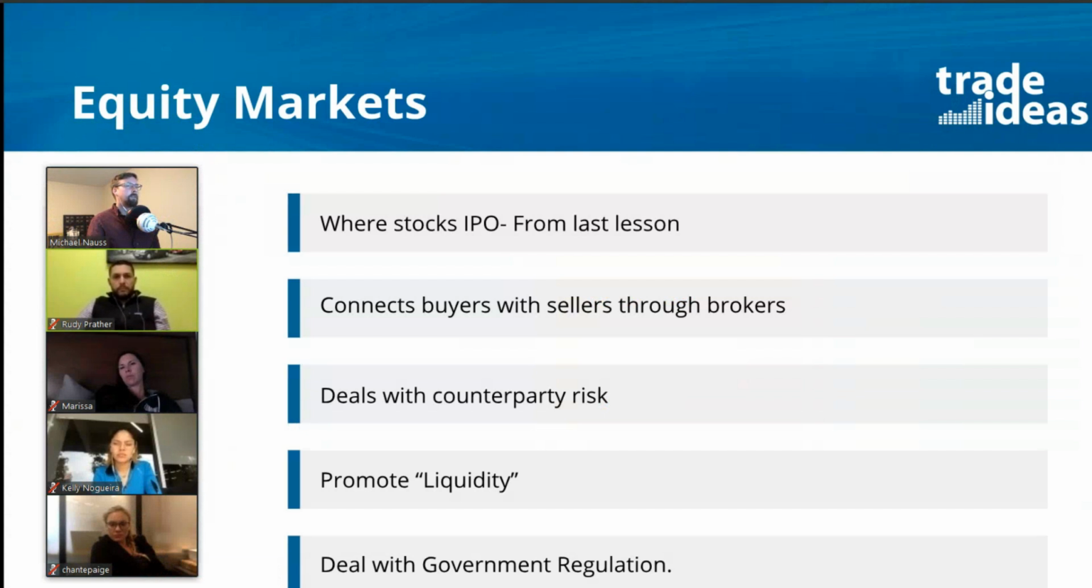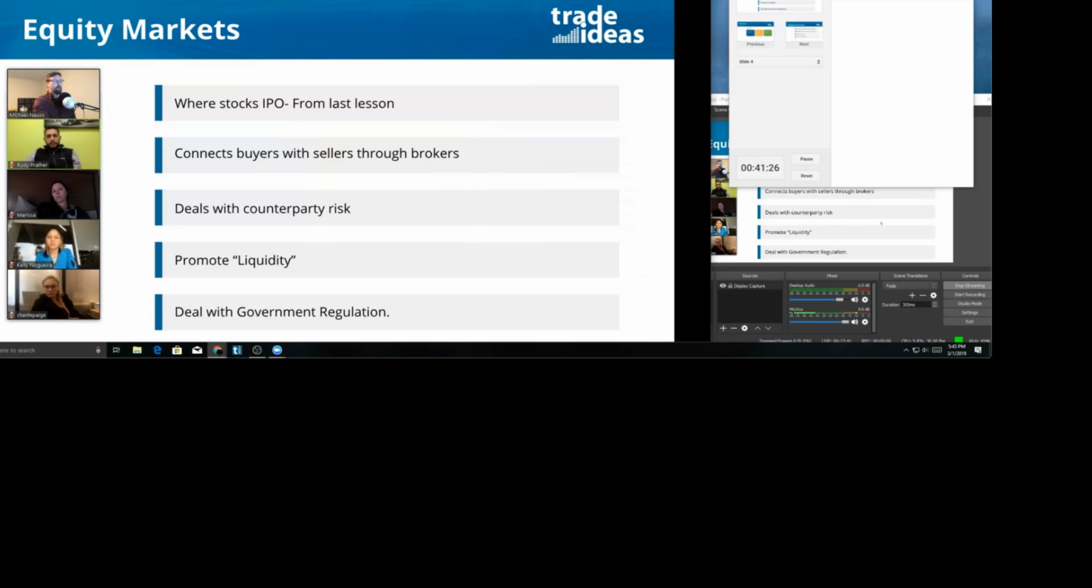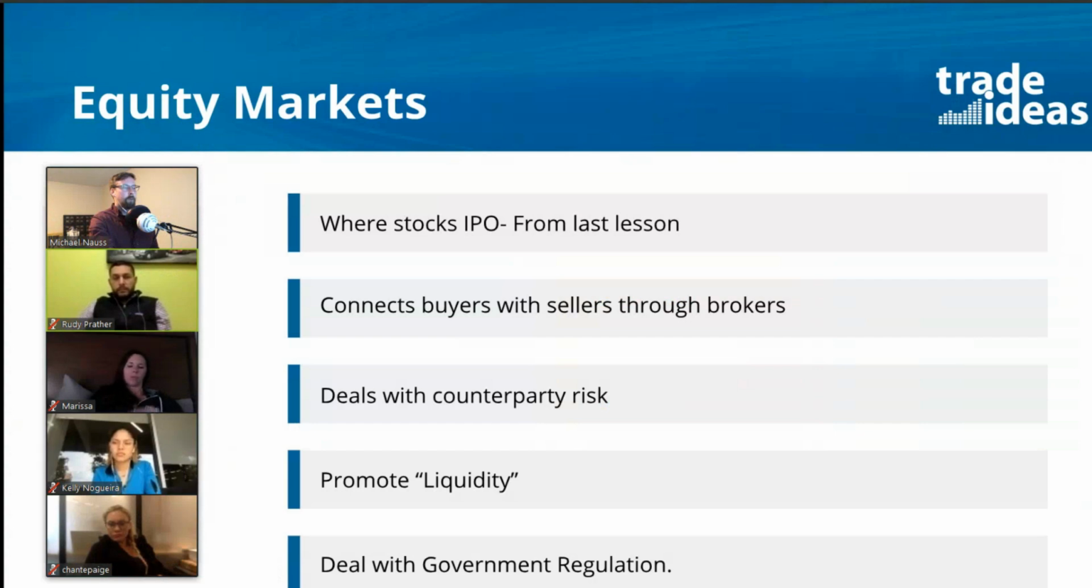The last thing that equity markets basically do is they deal with all the government regulation. There are certain rules about how things have to transact. For example, you can't have buyers and sellers out of order. So in my example where Rudy was giving a lot better price in the market than I was, it's not possible for me to get filled before him, right?